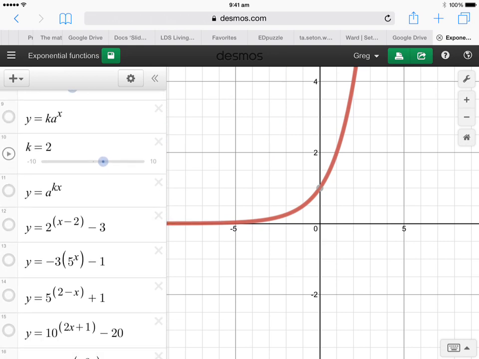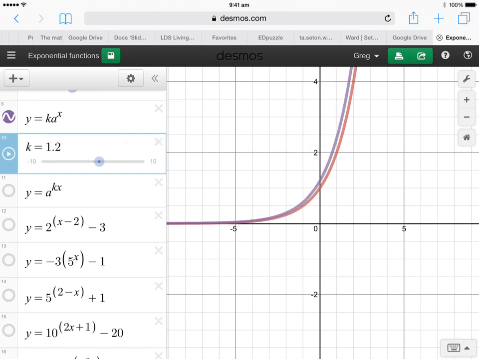Getting a bit trickier now, the dilations. y equals k a to the x. Okay, when we put a number at the front, we get a dilation parallel to the y-axis. So the purple graph you're looking at now is y equals 2 times 2 to the power of x. I'm just going to run that, and you can see the dilation, so they're stretching out there.